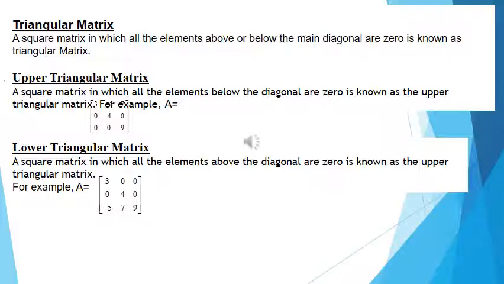A lower triangular matrix means a square matrix in which all the elements above the diagonal are 0. For example, A = [3, 0, 0; 0, 4, 0; -5, 7, 9]. See this: above the diagonal the elements are 0, but below the diagonal we have some elements. This represents a lower triangular matrix, meaning below the diagonal we will have the elements. So it is called a lower triangular matrix.